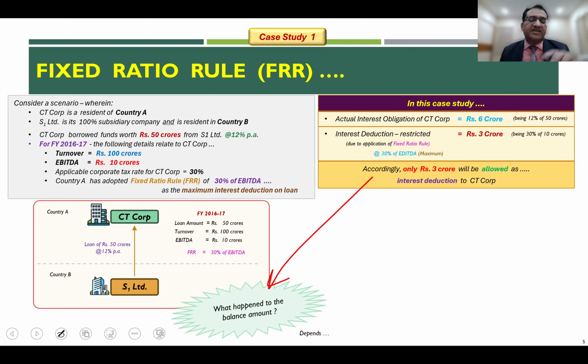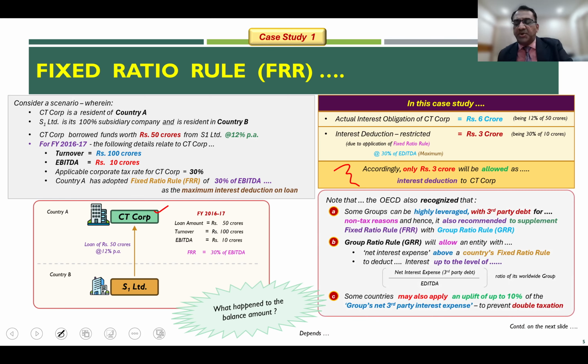So this 3 crore rupees which is disallowed, can it be carried forward subsequently and be allowed in a future period? It depends upon how the tax law has been legislated in country A, which restricts the interest deduction. That's how you have to look at it. But let us say if carry forward is not allowed as per the tax laws, then this is a permanent disallowance in the hands of City Corp.